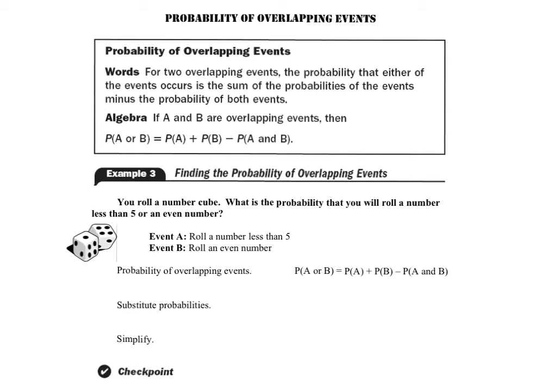All right, now we're going to take a look at overlapping events, which we solve very similarly, except there's one extra step. So for 2 overlapping events, the probability that either of the events occur is the sum of the probabilities, just like it was with disjoint, but now we have to minus the probability of both events happening. I think once I show you through an example, it'll make a little more sense. Okay, so you roll a number cube. What is the probability that you roll a number that is less than 5 or an even number?